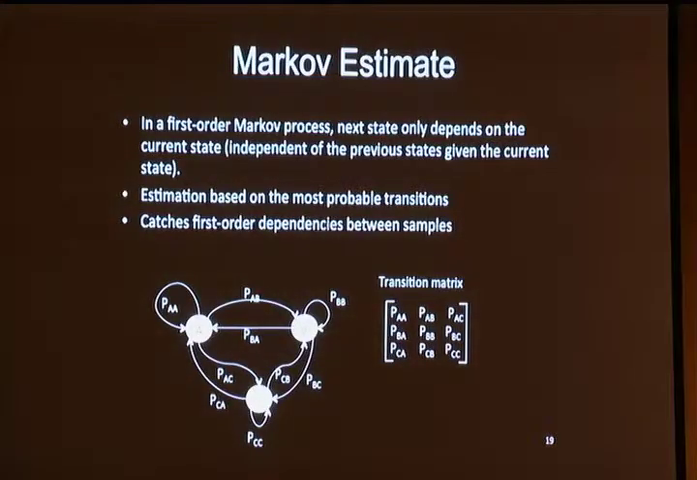So here, if we have the samples A, B, and C, we construct a transition matrix where we have, okay, what is the probability of getting the next sample as B, given that our current sample is, let's say, C. So we construct this transition matrix, and then using this transition matrix, we try to estimate the most probable samples that we're going to obtain. And of course, this is good for catching some first-order dependencies between samples.